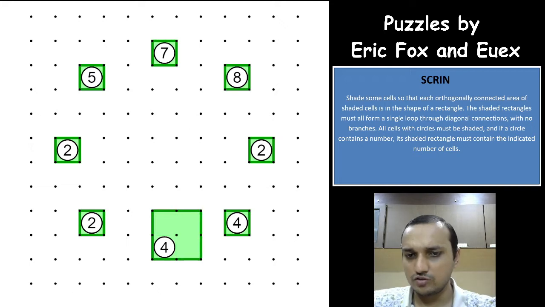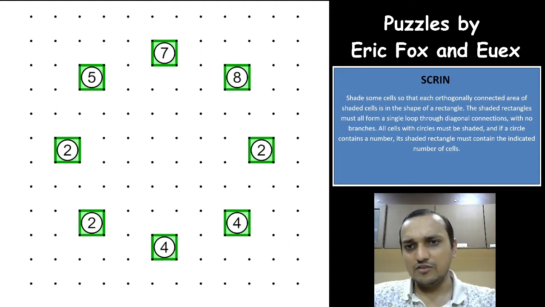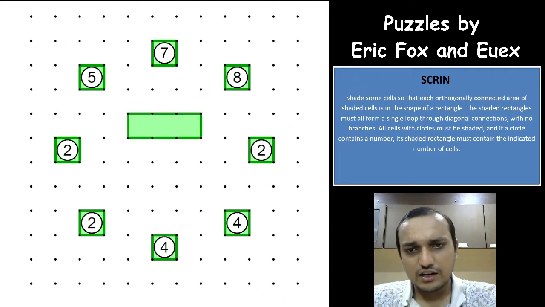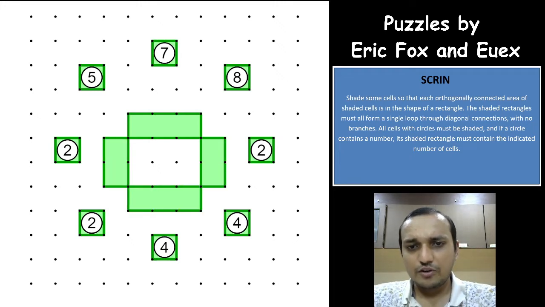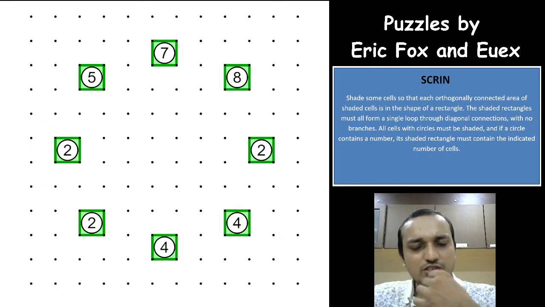A square is also a rectangle. So this could be one of the rectangles, or this could be, anything, but it should have the number of cells indicated by the number inside the circle. One more rule is that you cannot have an extra rectangle not used by the loop. For example, if you have a connection like this, you cannot have a rectangle inside these 4 rectangles. That is not allowed in this puzzle. And with that we'll start solving this puzzle.